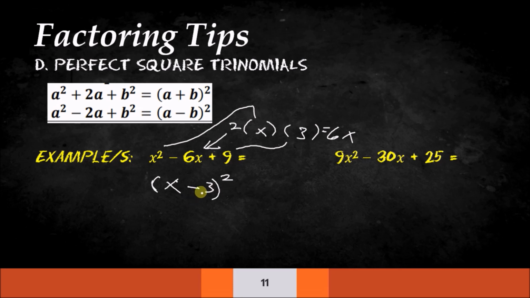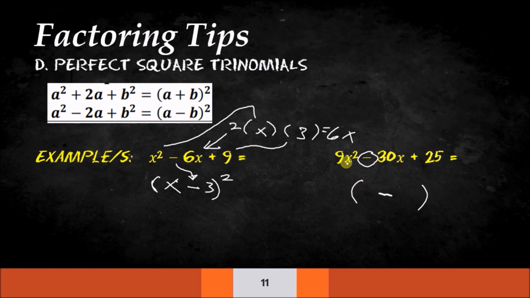Bakit tayo nag-decide na minus? Kasi minus from the very start ang nakalagay dun sa perfect square trinomial natin. Dito, minus pa rin. So meaning, ang ina-expect nating sagot ay minus sa middle term, middle part.